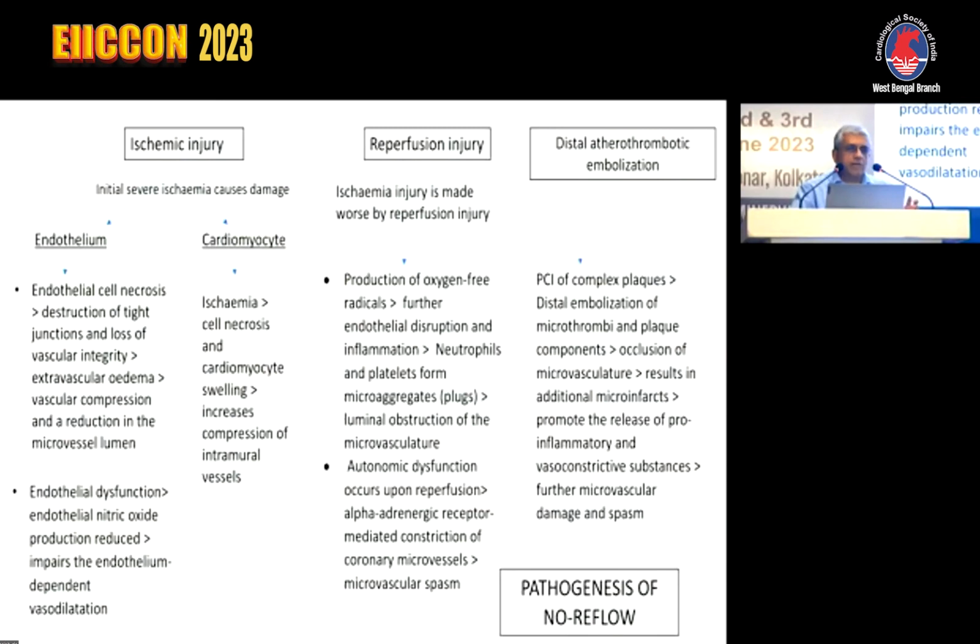in microvascular spasm. And the third is, of course, the distal atherothrombotic embolization, which happens more in a stable PCI setting. So where we do a PCI of a complex plaque, and there is distal embolization of the microthrombi and plaque components, which causes occlusion of microvasculature, resulting in microinfarcts, which again promotes release of pro-inflammatory and vasoactive substances. And this further causes damage and microvascular and vascular spasm.